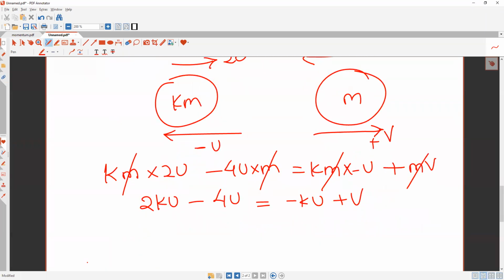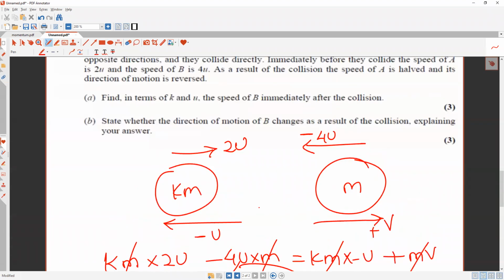Okay, so bring it on the other side, এটা হয়ে যাবে 3ku, কেন? 2ku plus ku, এটা ওদিকে গেলে প্লাস হয়ে যাবে, minus 4u is equal to b. Clear কি না বলো? Clear? Everyone clear? তুমি বুঝছো? Okay, now let's go to the next question, b part.